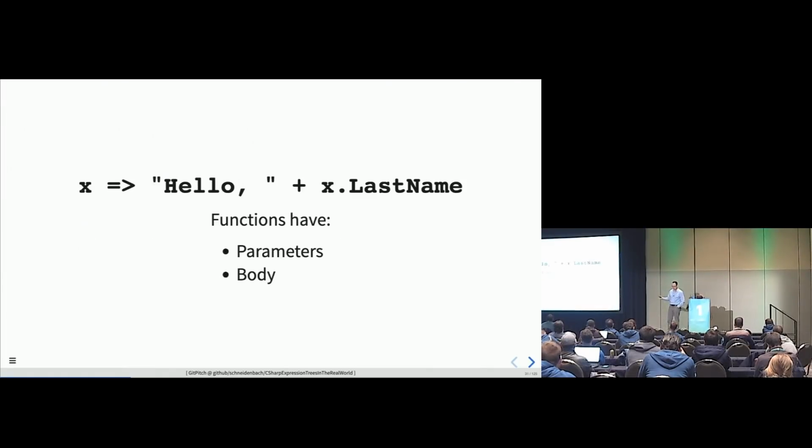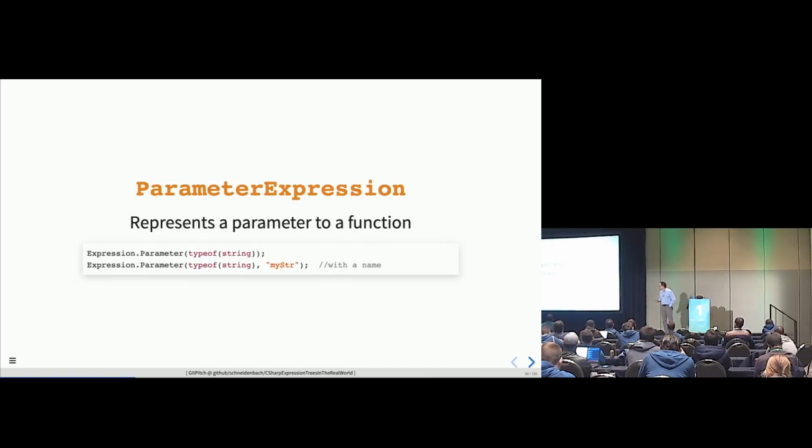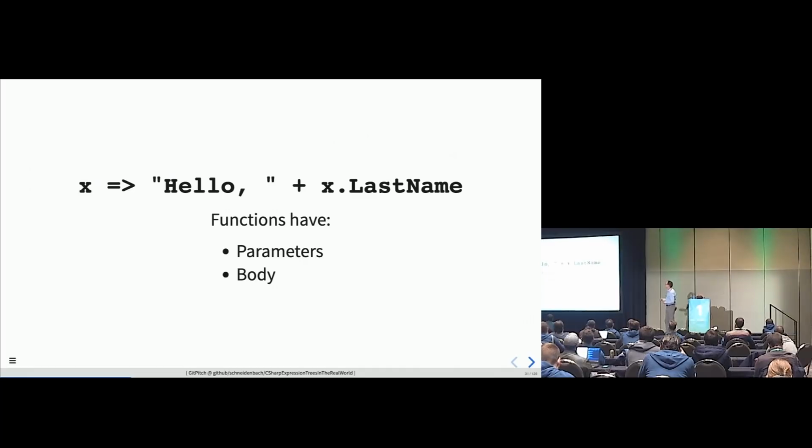So again, functions having parameters and a body. Here's an example of one that takes in an object that has a last name property, and returns hello, comma, with the last name. So again, talking about that parameter expression, this is how you declare it. If we declared something inline with that x, we get an expression that contains parameters and contains a body.